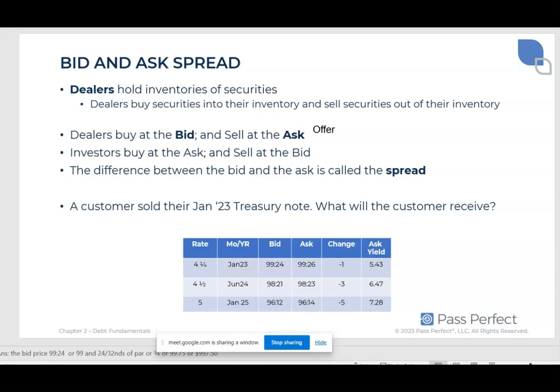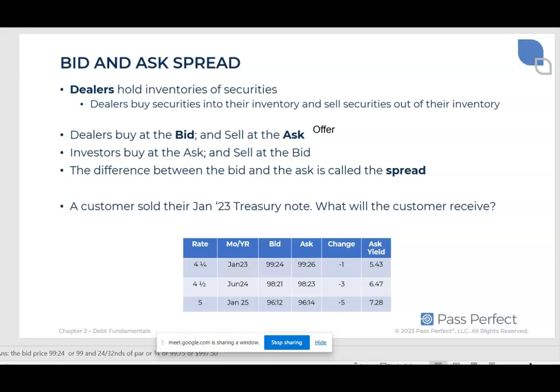So if your customer or you wanted to sell a treasury bond, you would sell at the bid price because you're selling to the highest bidder. If you wanted to buy a treasury bond, you pay the ask price. You'll pay what someone's asking for it. The difference between the two prices is called the spread, and that's the source of a dealer's income. As a dealer, they buy at this price and sell at that price, and they make the difference in between.